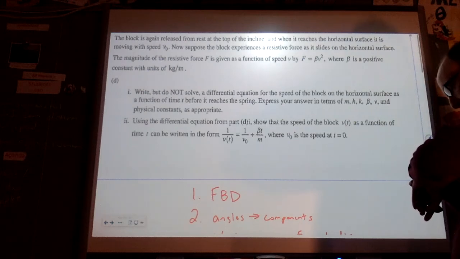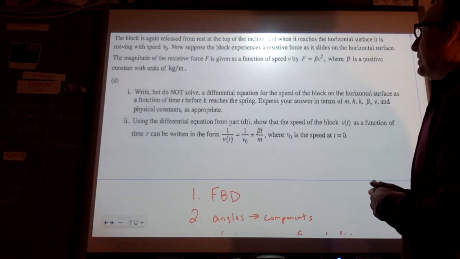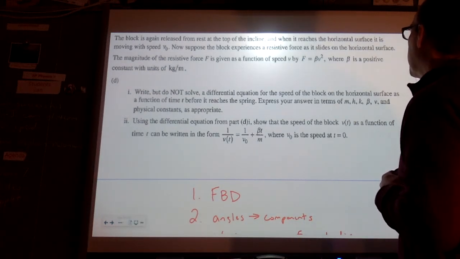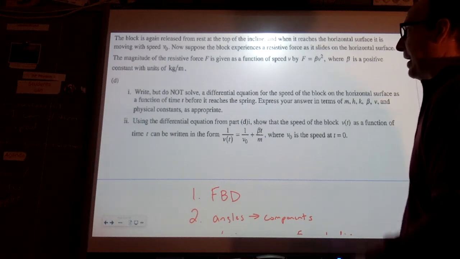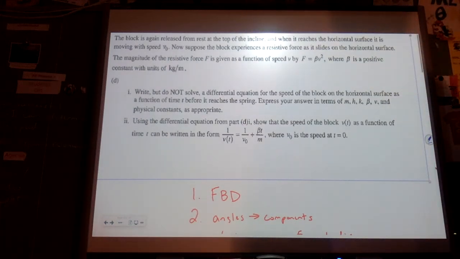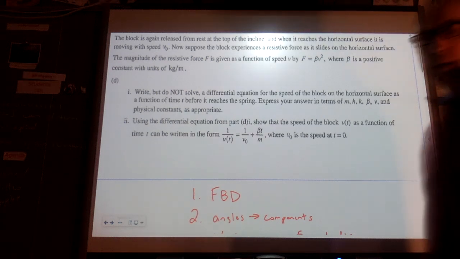The block is, again, released from rest at the top of an incline. When it reaches the horizontal surface, it is moving with speed v naught. Now suppose the block experiences a resistive force as it slides on the horizontal surface. The magnitude of the resistive force F is given as a function of v by F equals beta v squared, where beta is a positive constant with units kilograms per meter.